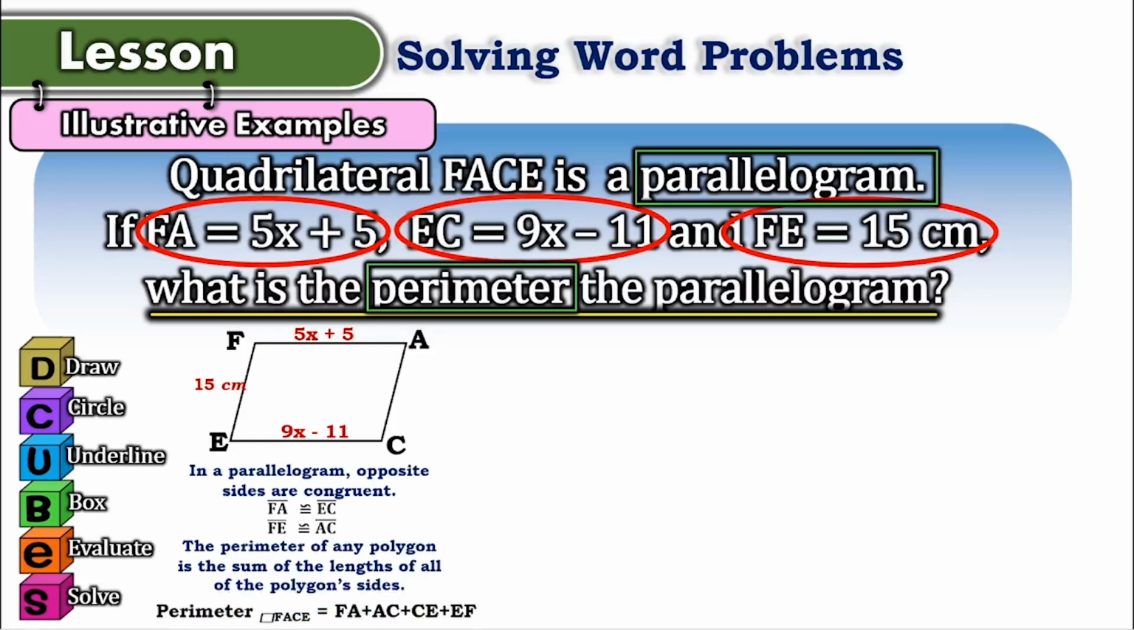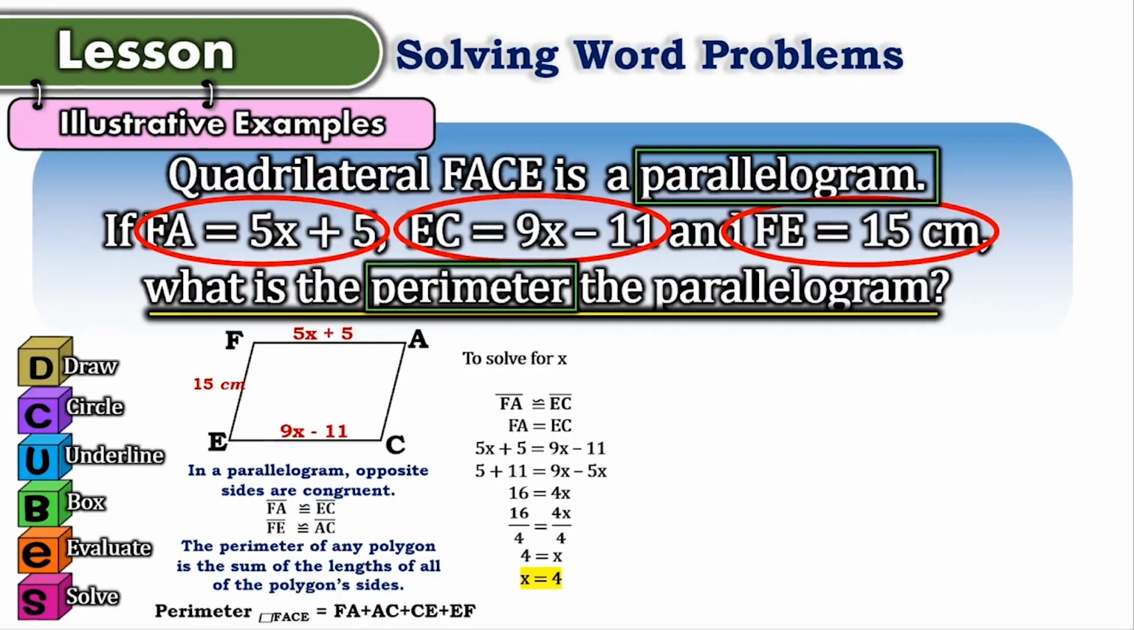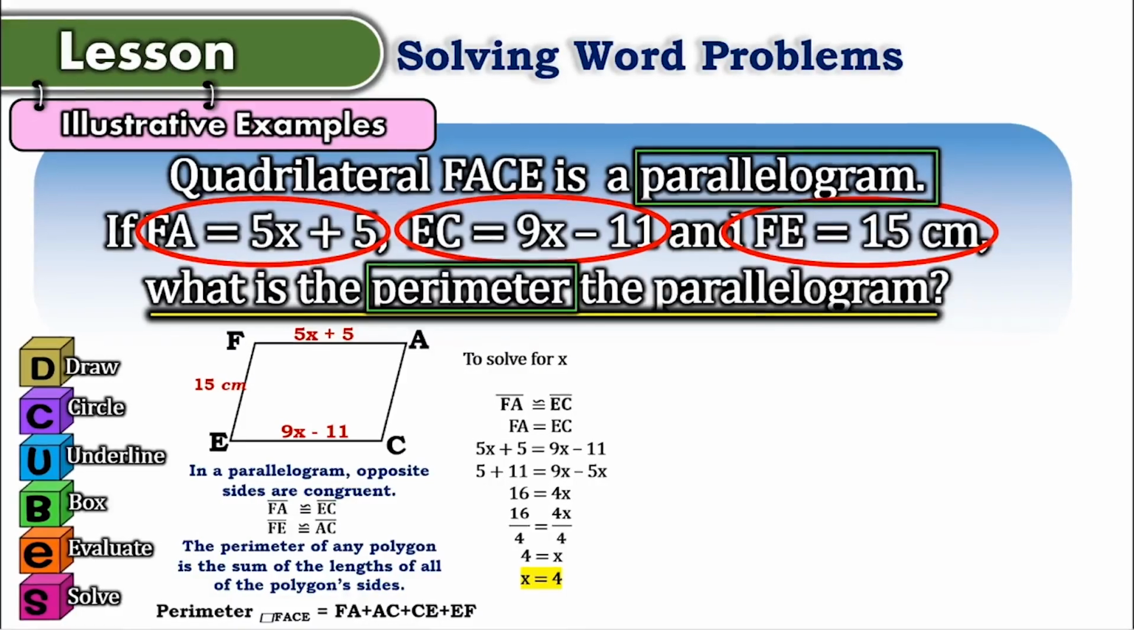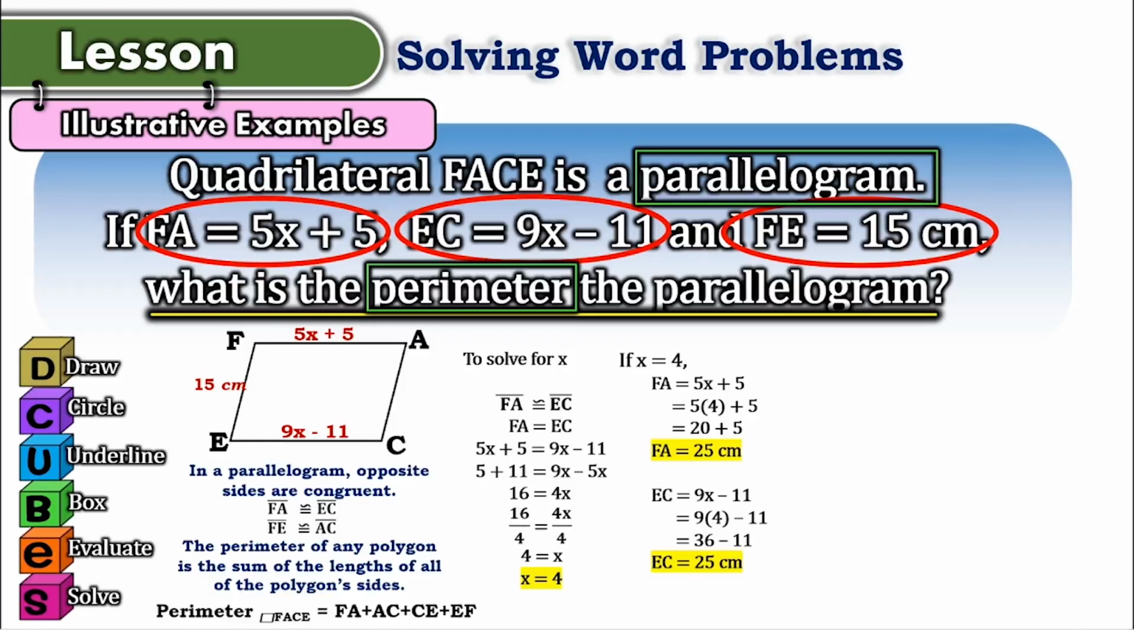Last step is solve. Opposite sides FA and EC are congruent, which means their lengths are equal in measure. In solving for x, we have 5x plus 5 equals 9x minus 11. Applying addition property of equality and multiplication property of equality, we obtain x is equal to 4. If x is equal to 4, then we can now find the exact length of sides FA and EC in centimeters, 25 centimeters.